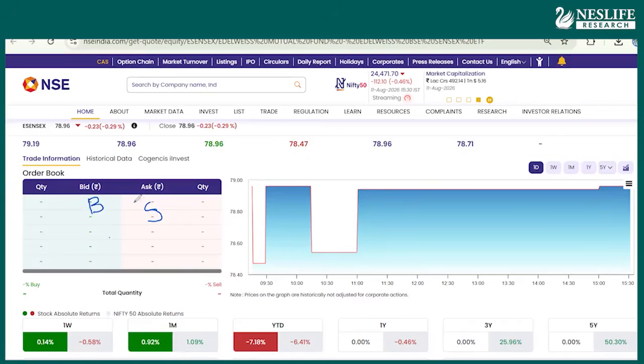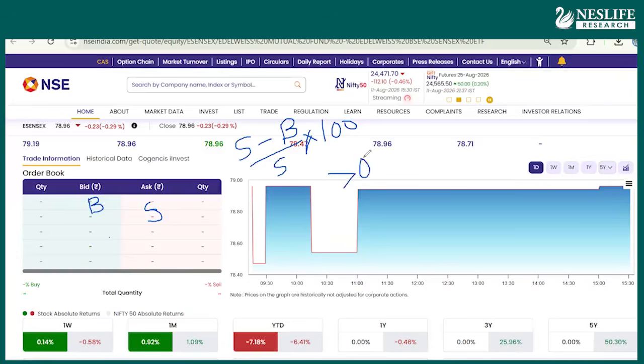Okay, how much difference can we tolerate? We say sell price minus buy price, divided by sell price, multiplied by 100. If this is more than 0.2%, then it is not liquid. So ideally it should be less than 0.1%.